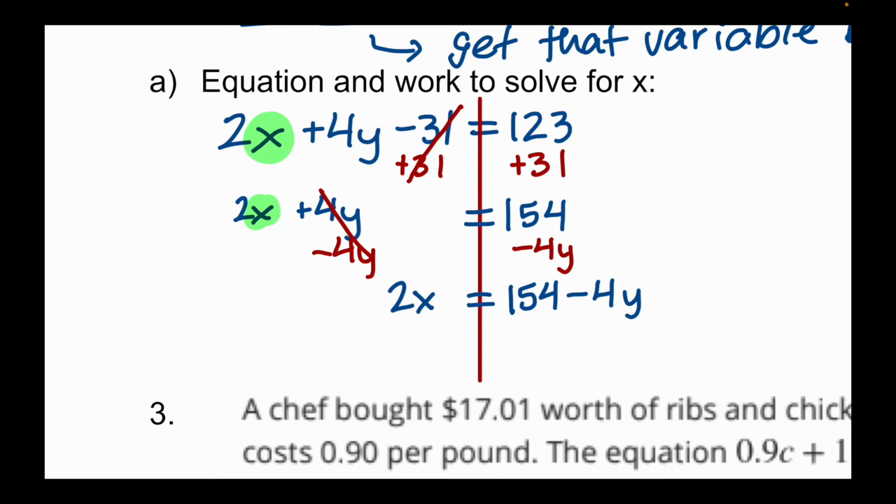The last step we're going to do here is to deal with the 2 that is in front of the x here. And that 2 is being multiplied, so we're going to divide both sides by 2.